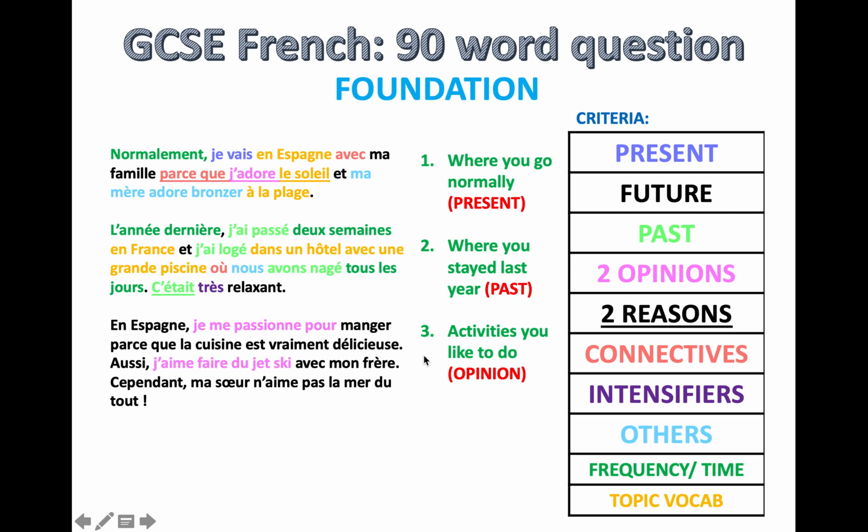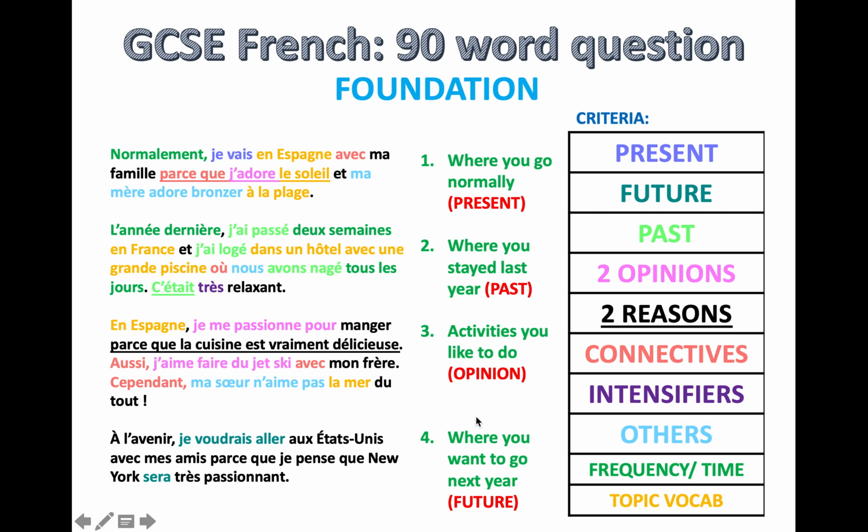In the third paragraph, you should have lots of opinions, the things that you like to do. They're here in pink. Je me passionne pour, j'aime faire du jet ski. You also have an opinion for somebody else in the negative. My sister does not like to, or does not like. We've got a reason. Parce que la cuisine est vraiment délicieuse. Because food is really delicious. We've got a range of connectives, also, with, however, and some topic-specific vocabulary. La mer, the sea.